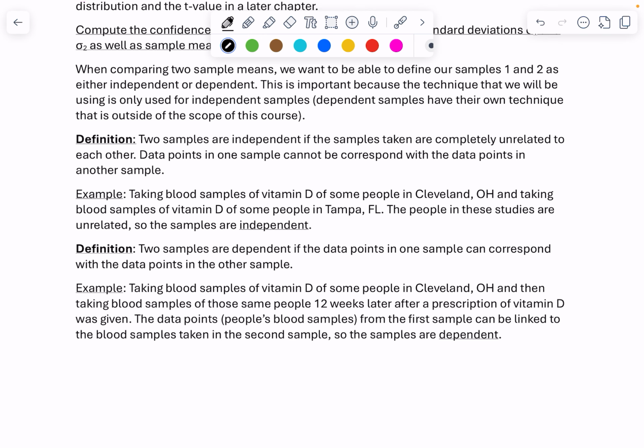If we take blood samples and look at vitamin D levels of patients in Cleveland, Ohio, and then we take blood samples and look at the vitamin D levels for people in Tampa, Florida, and we're comparing those two samples, the people in these studies are completely unrelated. The first population is patients in Cleveland, Ohio, and the second population is patients in Tampa, Florida. Those don't even sound like the same populations. Because these are unrelated, we can think about these samples as independent.